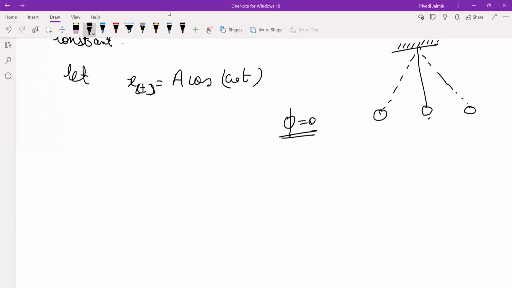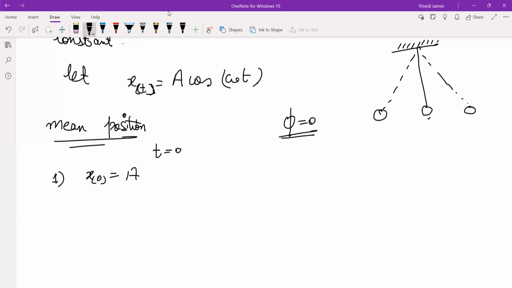Okay, so let's take it as mean position. Mean position means t equals 0. So if t equals 0, what will happen to this equation? Let's take number 1. What we are doing is substituting t as 0. So what will happen to this equation? A cos 0. That means A, because cos 0 is 1.